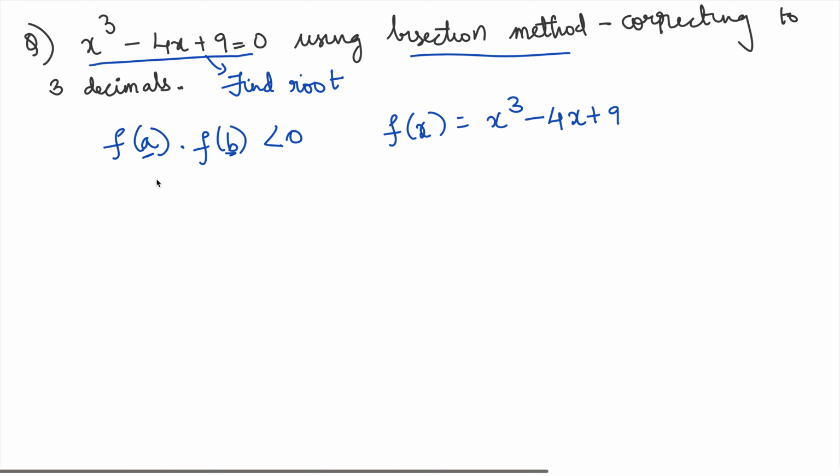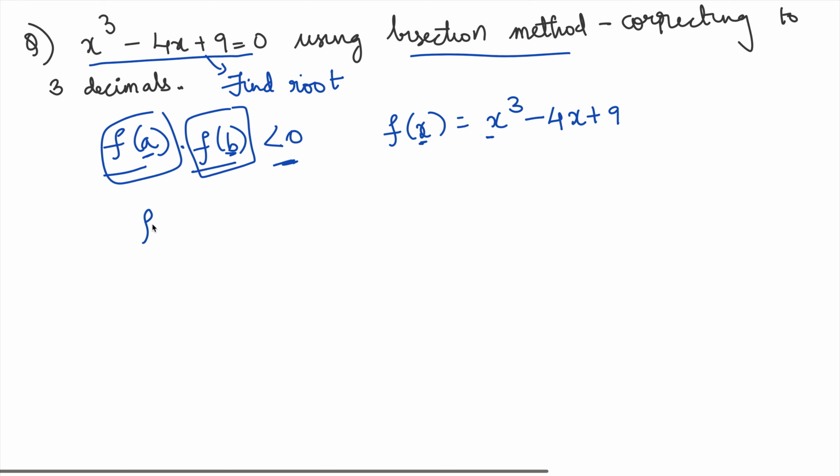We know that the first step is to find two numbers a and b such that f of a into f of b will be less than 0. So we should keep substituting numbers in place of x, and find any two numbers where f of a into f of b is less than 0. One of them should be negative and the other one positive.